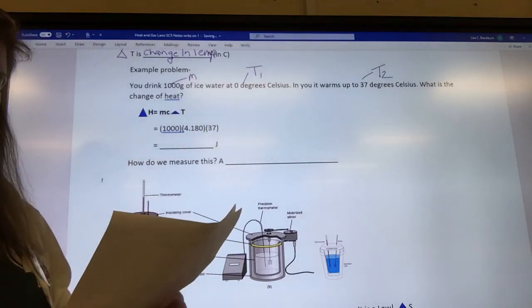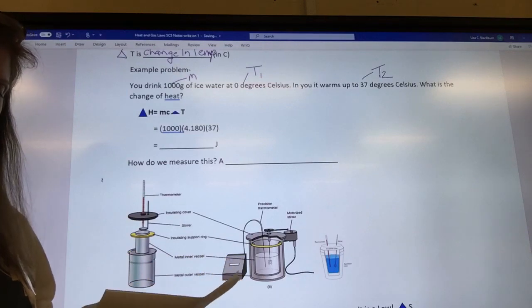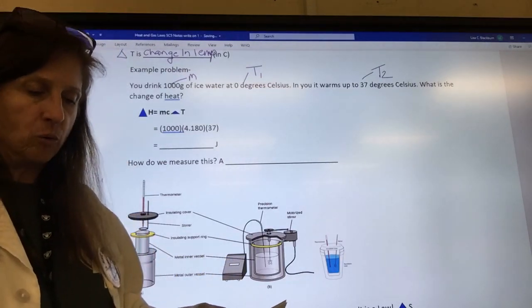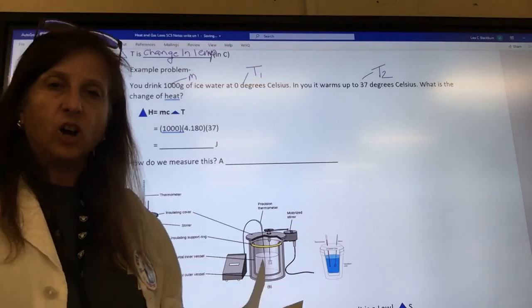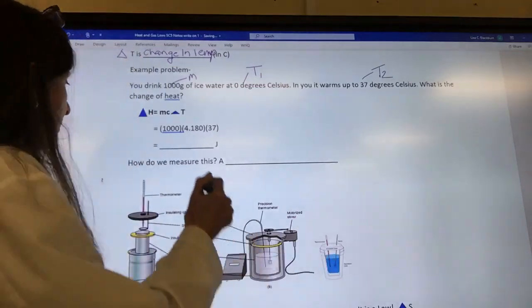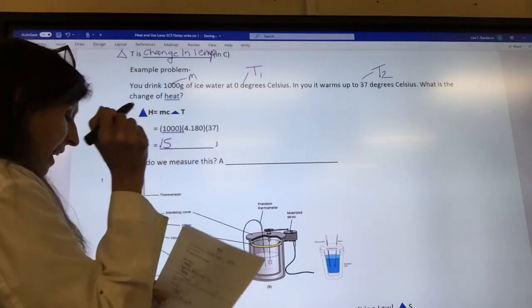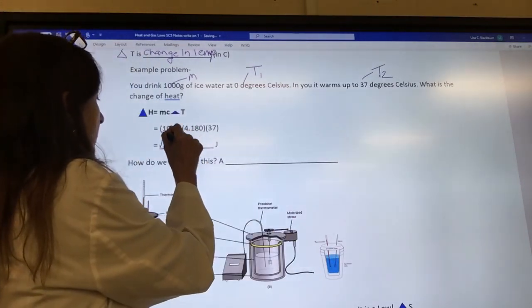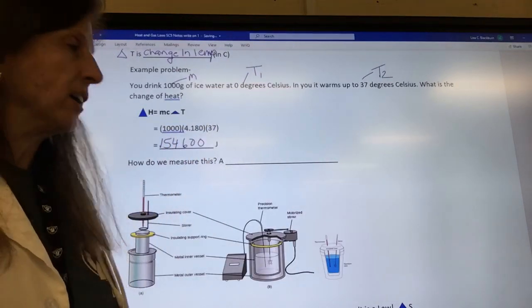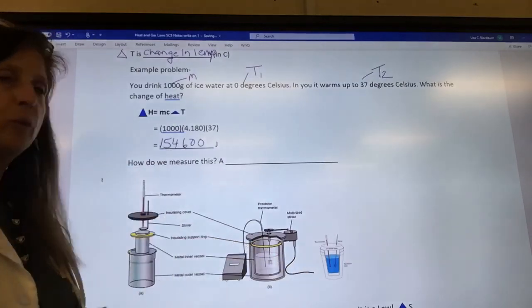And then you multiply them together on your calculator. So be sure to use your calculator for this. If you get it wrong, I want it to be because you didn't know your chemistry, and not because you made a dumb math mistake. Okay, so the answer is 154,600 joules.